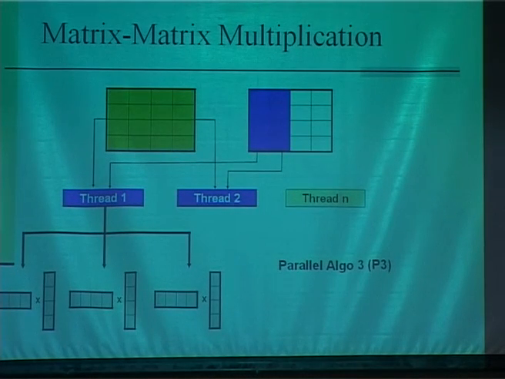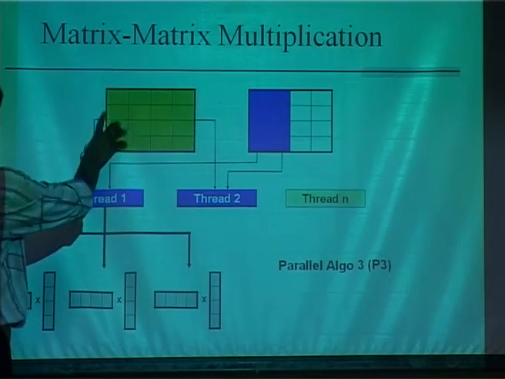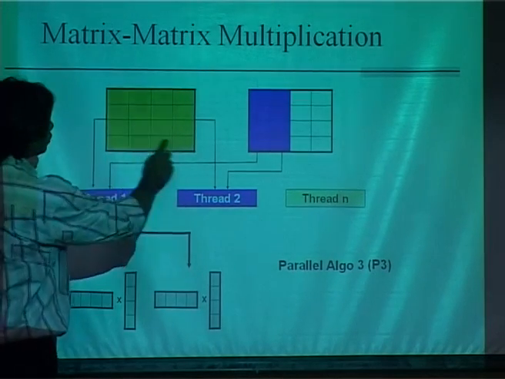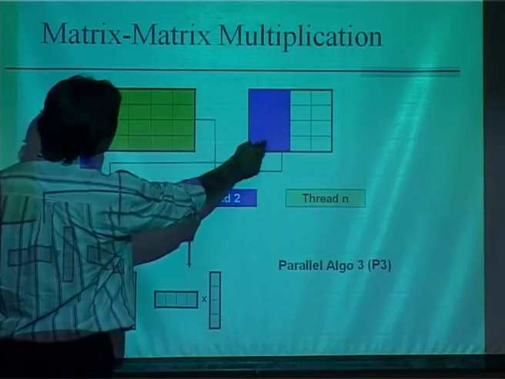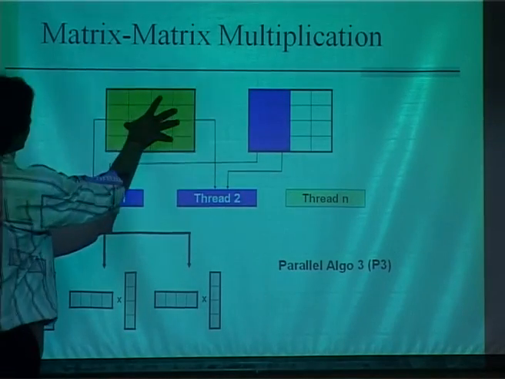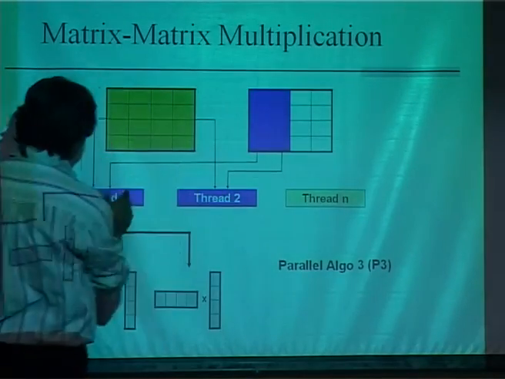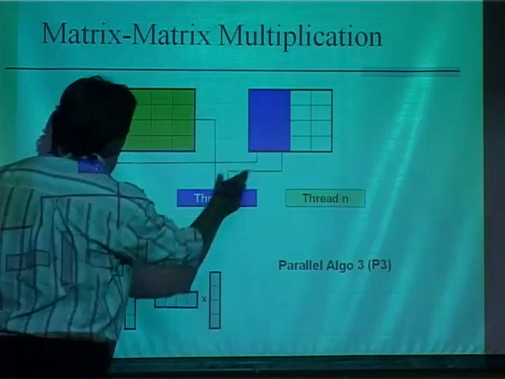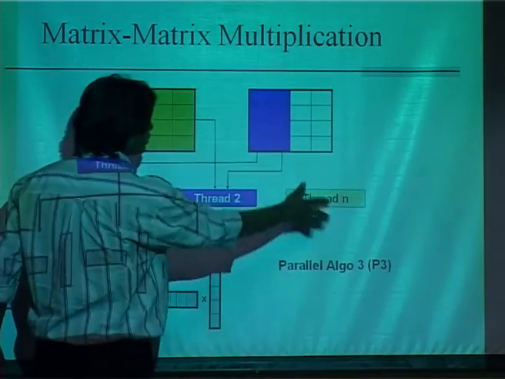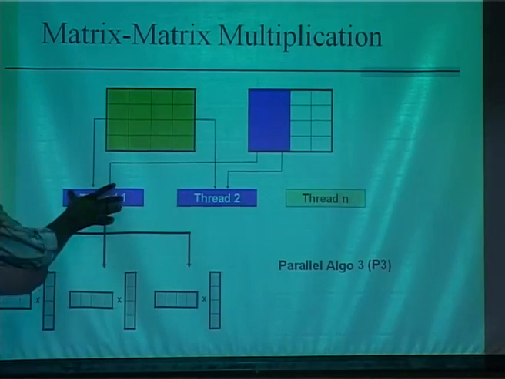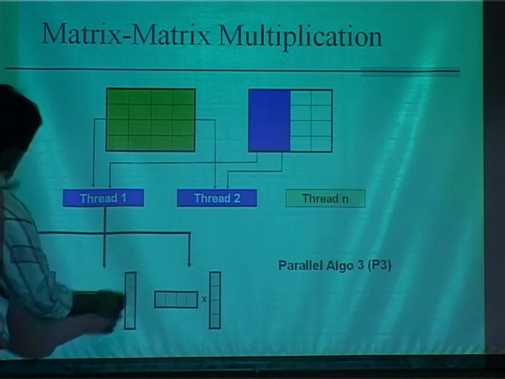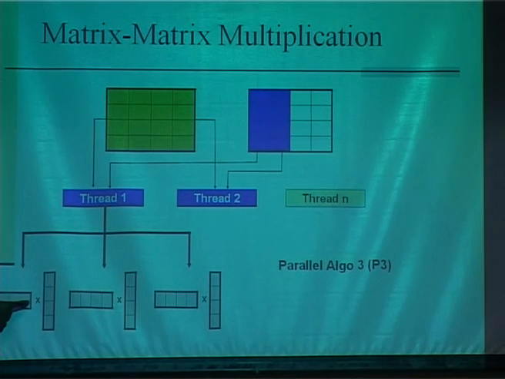Another option was to parallelize both steps. The matrix and one column will go to one thread, the matrix and another column will go to another thread, and so on, and after that each thread will divide into sub-threads and then multiply the row and column. This was another option, which I named P3. Now I will evaluate all these P1, P2, P3 algorithms.